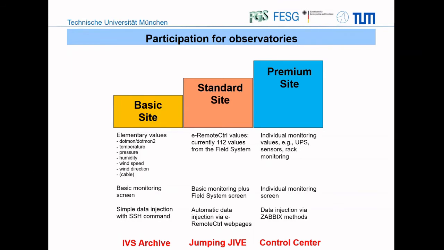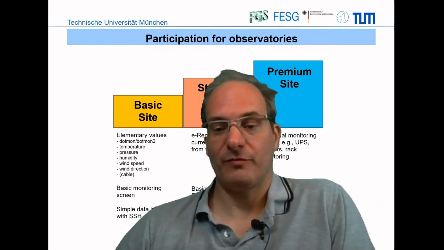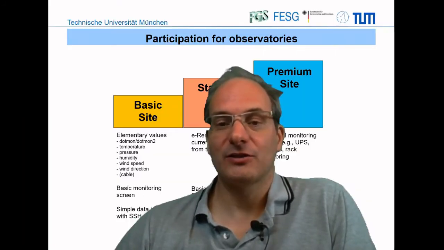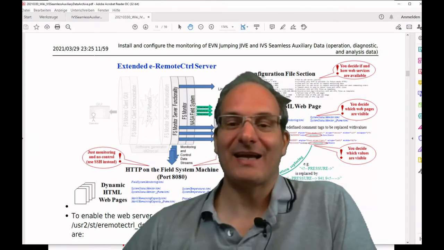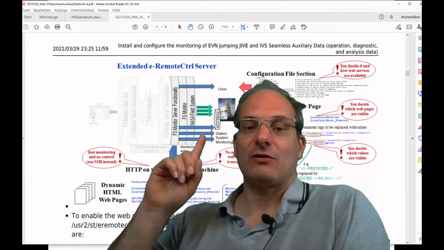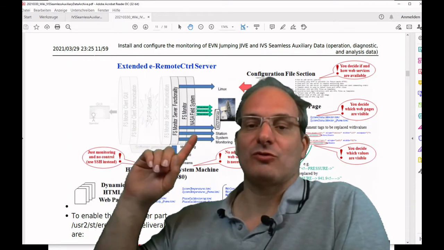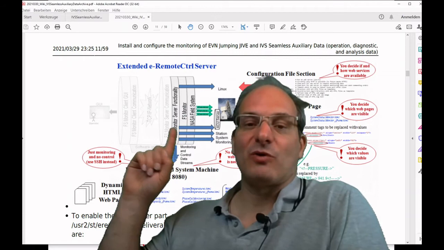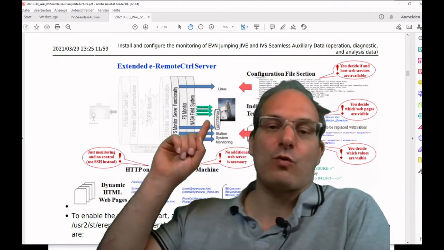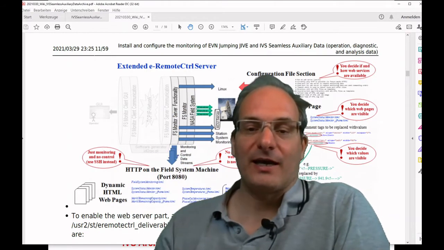So let's first of all focus on standard sites. Standard sites work with this eRemote control software. Therefore, you have to install this eRemote control software, which means that you use this already known stack, where you don't use the remote part of the eRemote control software. You just use the data access, which is the FS monitor, which acquires data from the field system and other parts, for example, from Linux or other equipment.